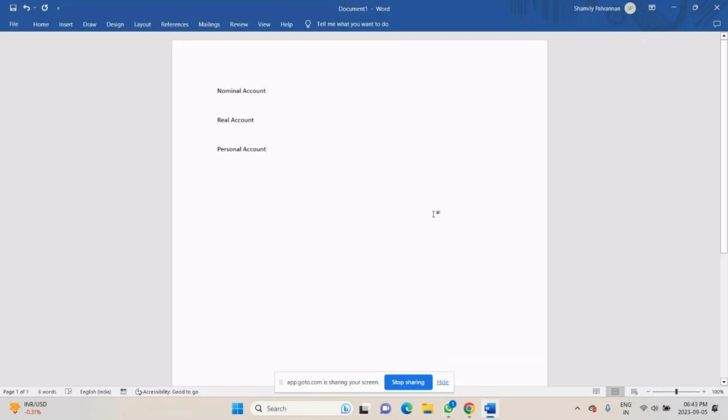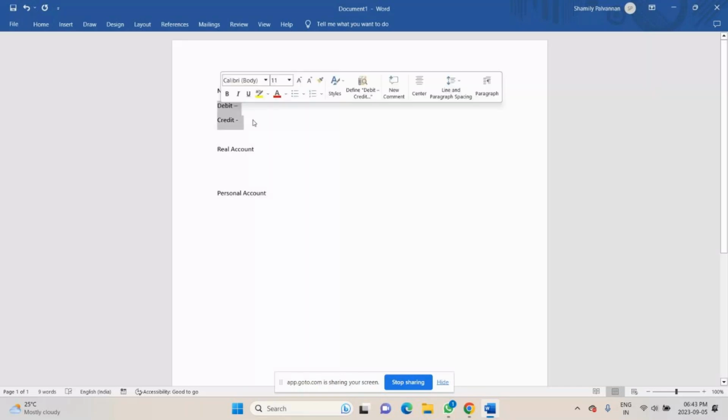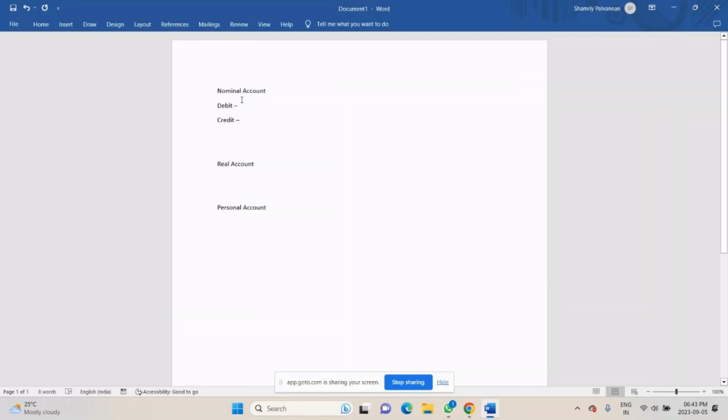So, every transaction will have either a debit or a credit. What I have to debit and what I have to credit, I will be knowing this. Based on that, I will be recording my transactions. So, let's see these rules first. Then I'll give you an example of how to do this.